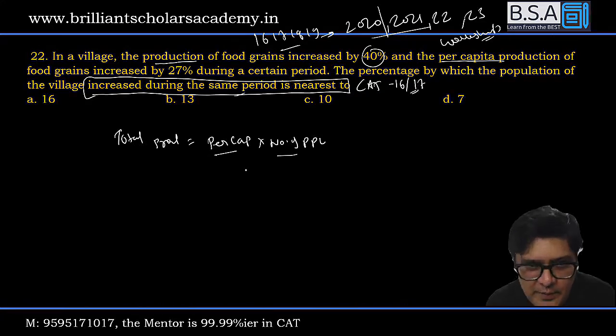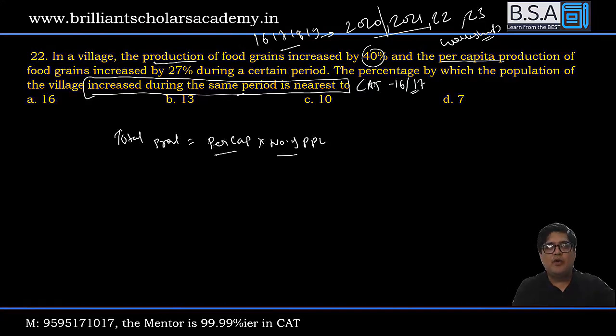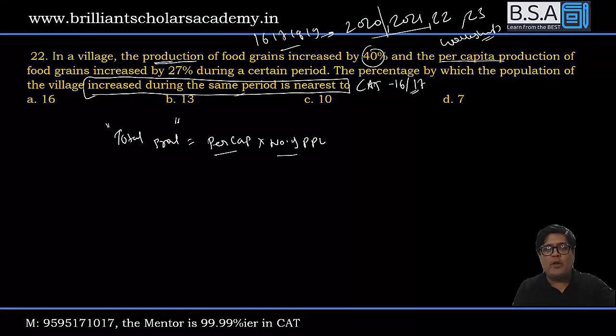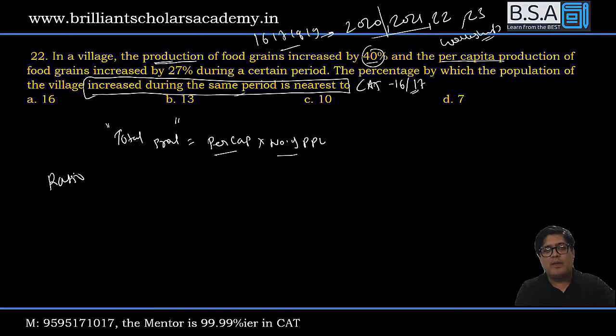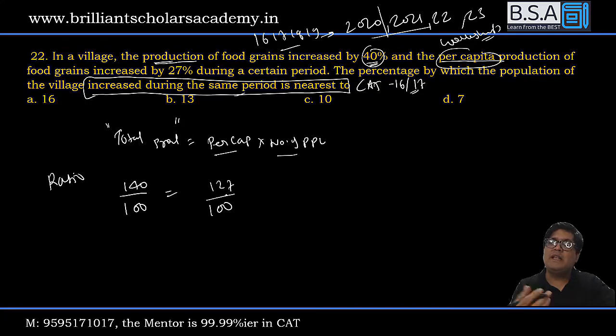What the question says is the food grain production, this is total production, increases by 40%. How can you increase something by 40%? See, I'm focusing on ratio. 100 becoming 140. 100 के ऊपर 40 extra is 40% increase. What is the increase in per capita? Per capita increase 27%. So 100 becoming 127 is 27% increase. Now what will come?